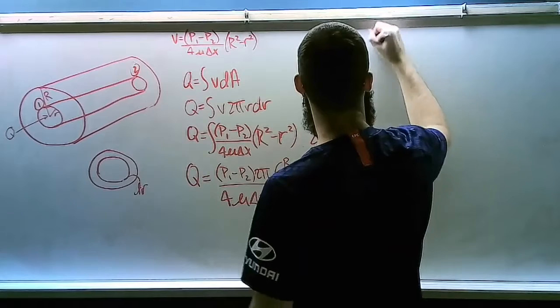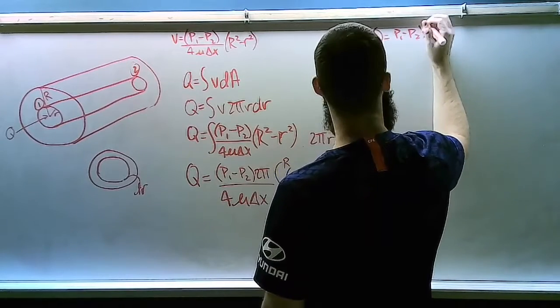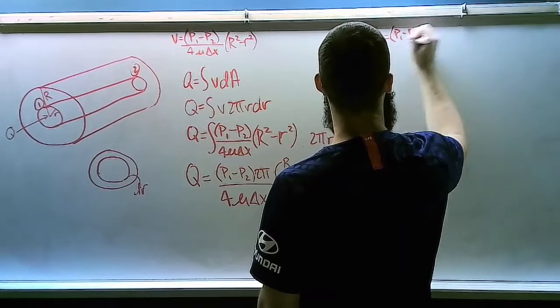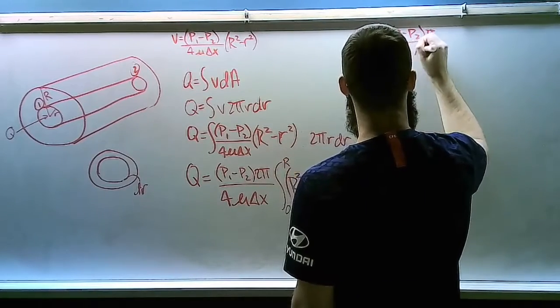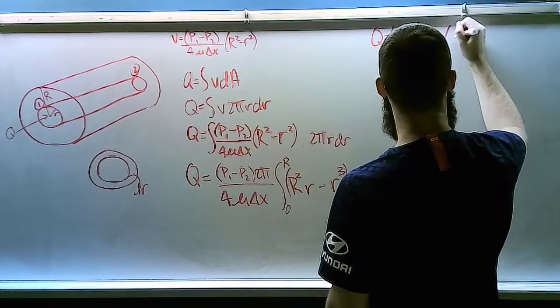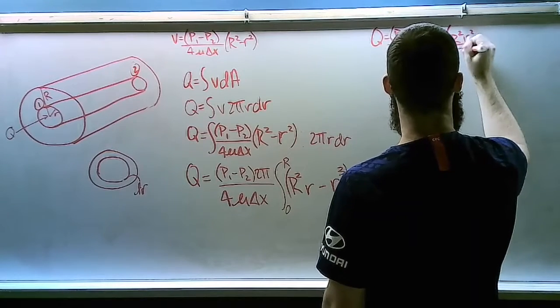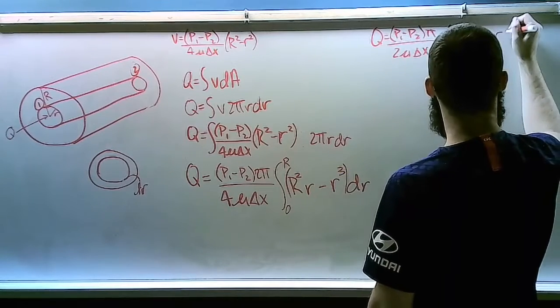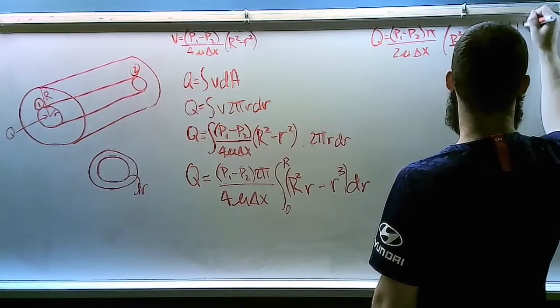So now we can evaluate that. We get Q is equal to P1 minus P2 times pi. These 2's will cancel. It'll leave me a 2 mu delta x on the bottom. And then we get R squared r squared over 2 minus r to the 4th over 4, evaluated from 0 to R.